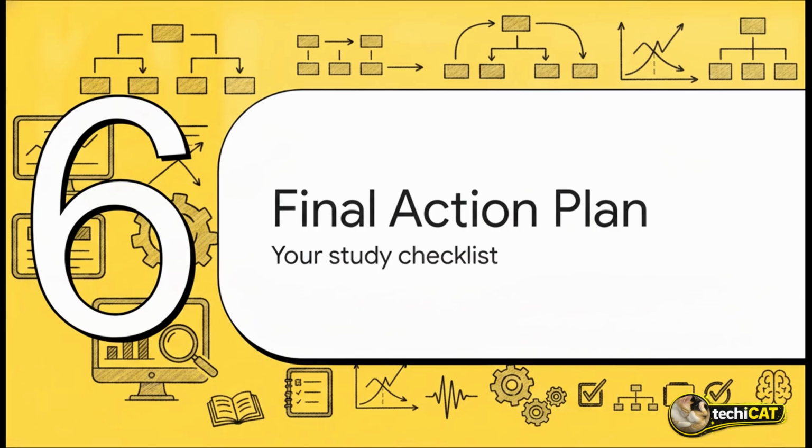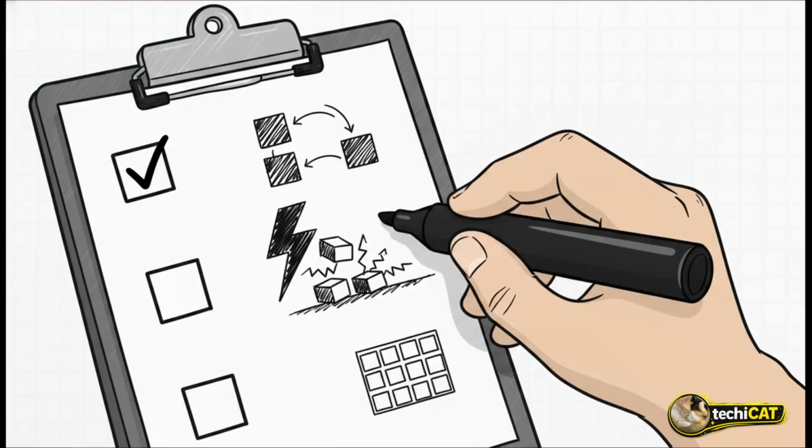Section 6. Final Action Plan. We've covered a massive amount of ground today, from time complexities to Java's internal logic. Let's synthesize this into a rock-solid study plan. Here is exactly what you need to take away from this explainer. First, know the merge sort implementation cold. You got to be able to divide and merge an array in your sleep.